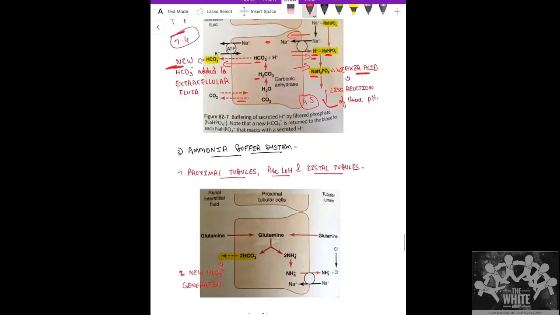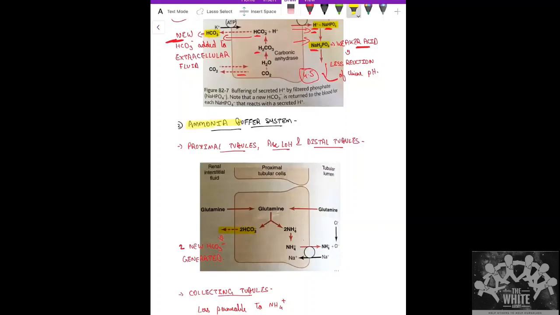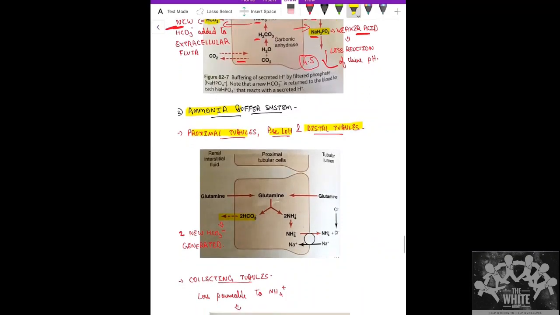Second, we have the ammonia buffer system in the kidney. Where do they act? They act in proximal tubules, ascending limb of loop of Henle, and distal tubules. How do they act over here? Where do we get this ammonia from? From glutamine. There is a high amount of glutamine, an amino acid, stored in the body. This glutamine breaks down to form HCO3 minus and NH4 plus. So again, new molecules of HCO3 minus are generated. This will bring back the pH to normal, and H plus is secreted.